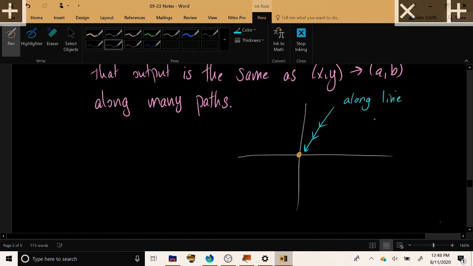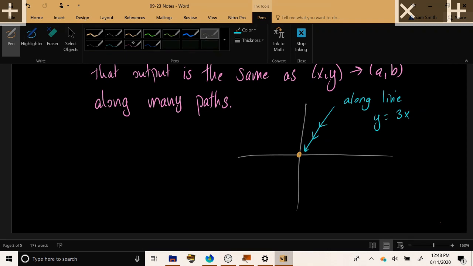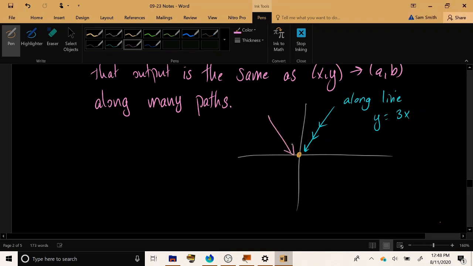Let's say that this line is y equals 3x. Maybe the output is what you want along this line. But then someone else comes along and approaches along the line y equals negative 3x. Gets the same answer. So far, so good.